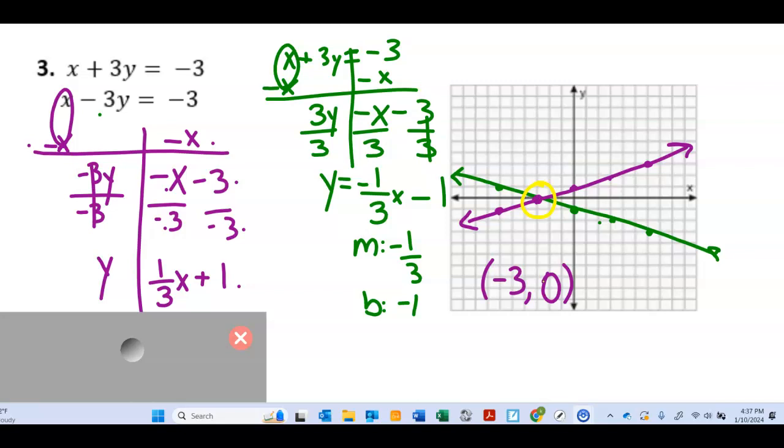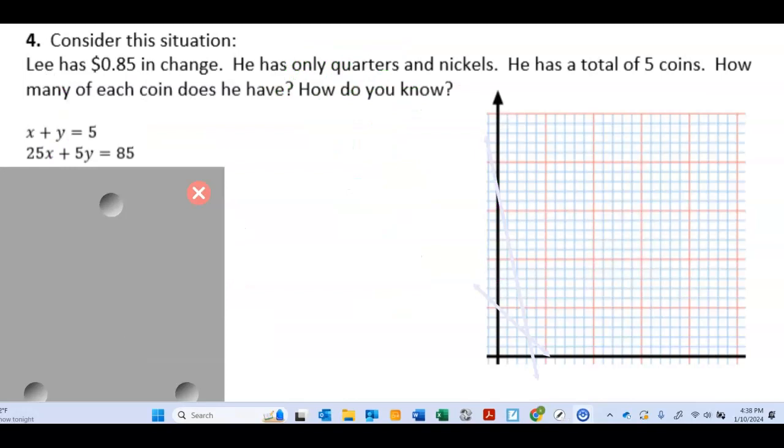All right, remember I said we were gonna work in context. So here we are. Lee has 85 cents in change. So he's holding 85 cents. He has only quarters and nickels, and he has a total of 5 coins. How many of each does he have? How do you know? So we can say, well, he's got 2 sets of coins, right? X plus Y is equal to 5. So that's where this first equation comes in.